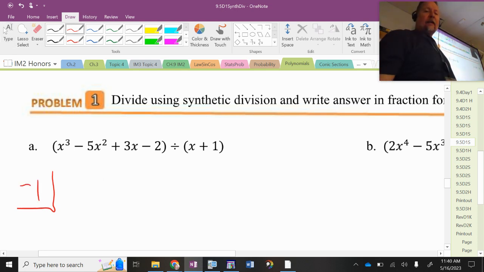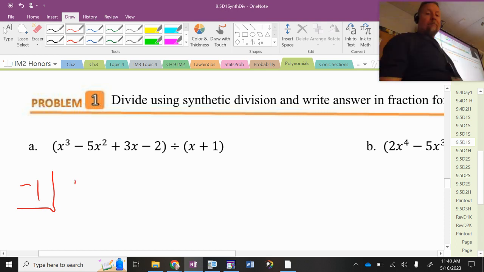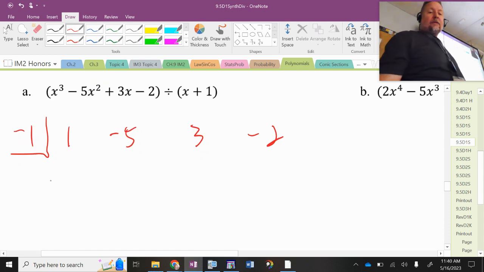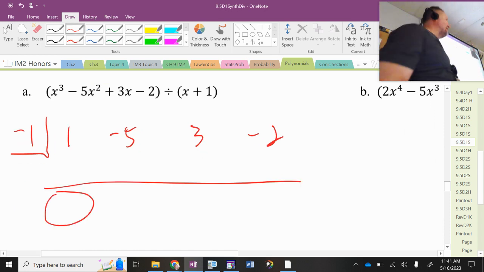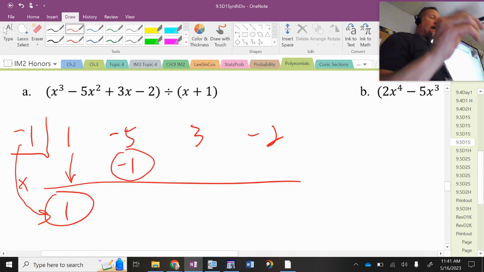Negative 1. So it's the same one. And then are we in descending order? Tell me the coefficients. Samantha, what goes here? Oh, 1. What goes here? Oh, so we multiply, and then we put that here. So what's that? And then remember, we don't subtract, we add. So what goes here?